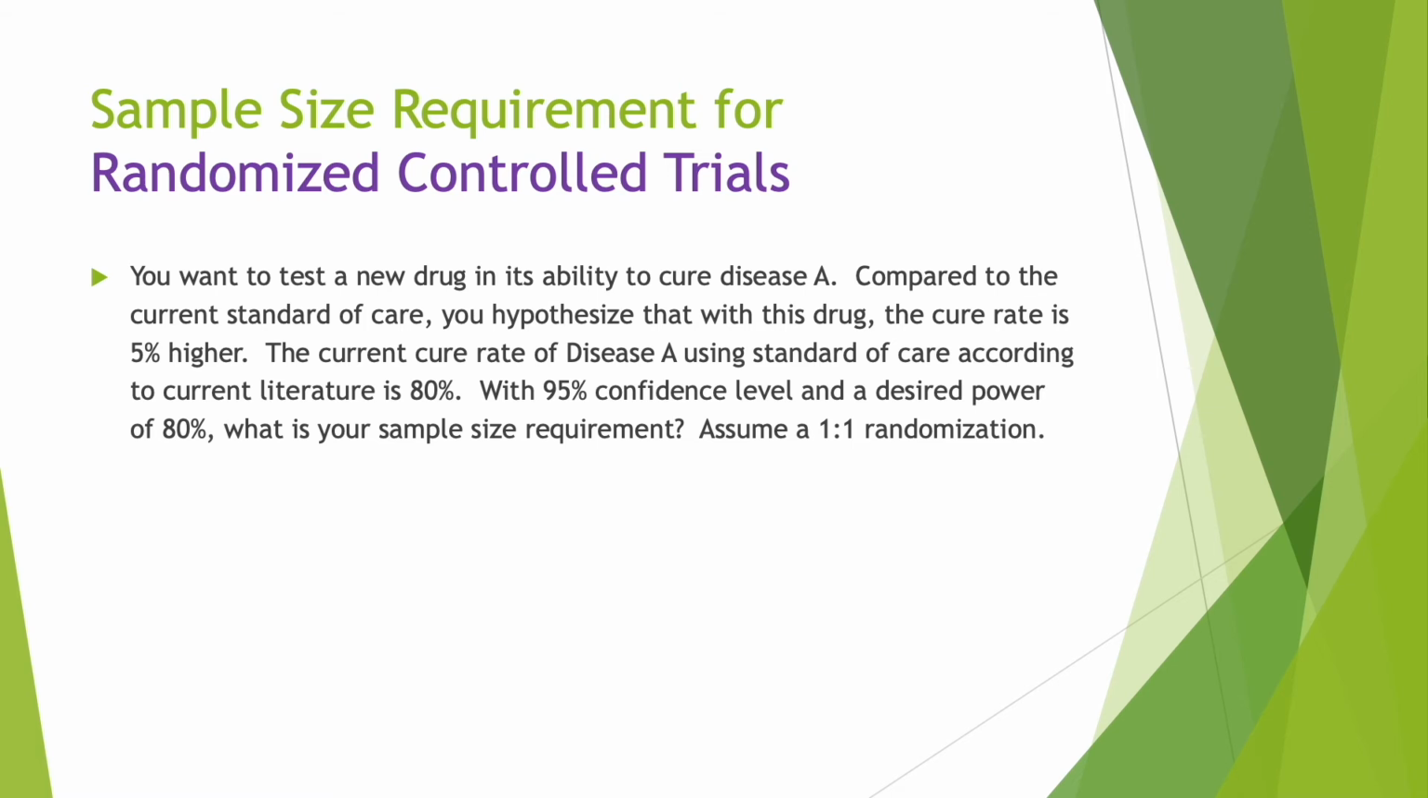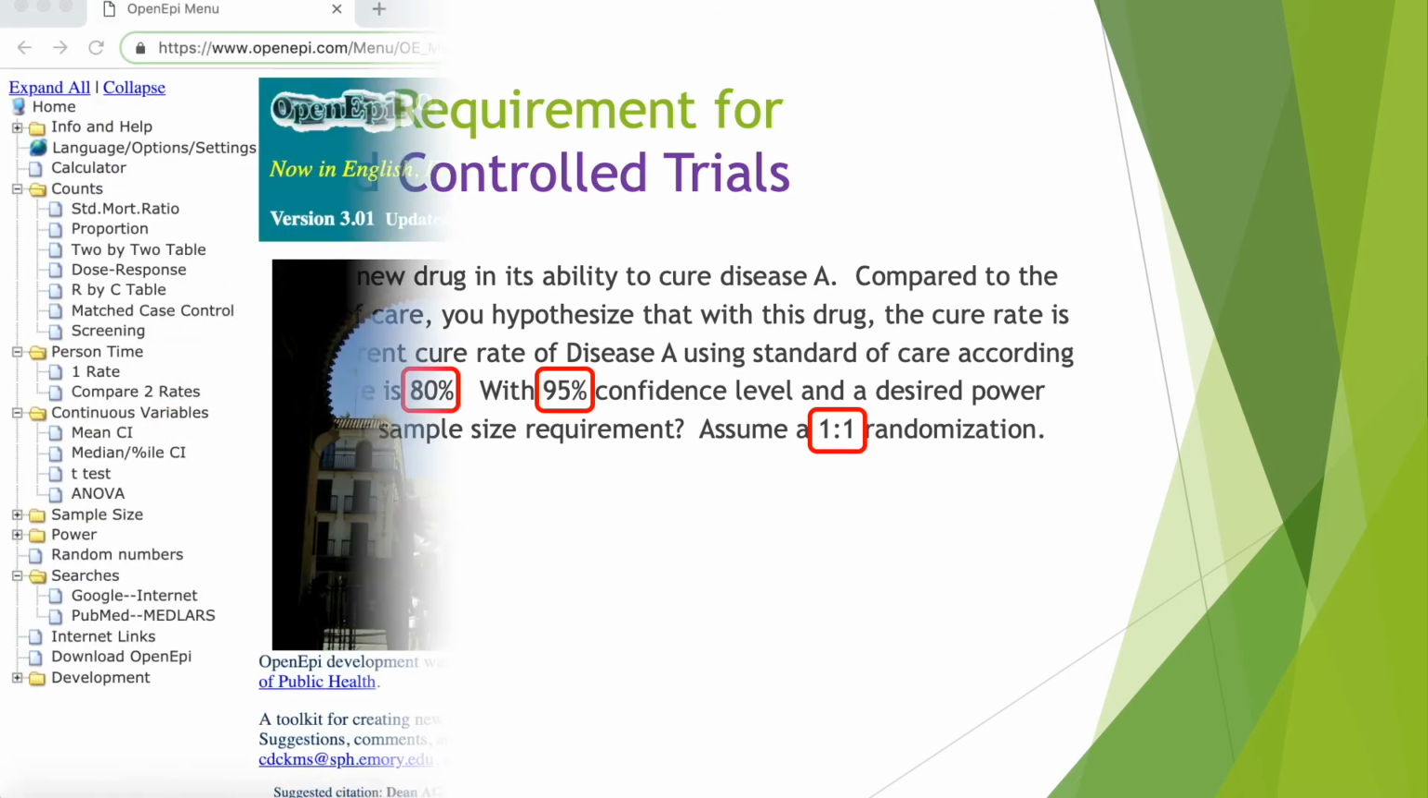Now, assume a 1:1 randomization. So, here you have a confidence level of 95%, an 80% desired power, and you're assuming a 1:1 randomization between control and treatment arms. According to the literature, the cure rate of disease A using the current standard of care is 80%. With the new medication, you hypothesize that the cure rate will be 85%, or 5% higher than the current cure rate. Now that you have all this information, let's proceed to the OpenEpi website.